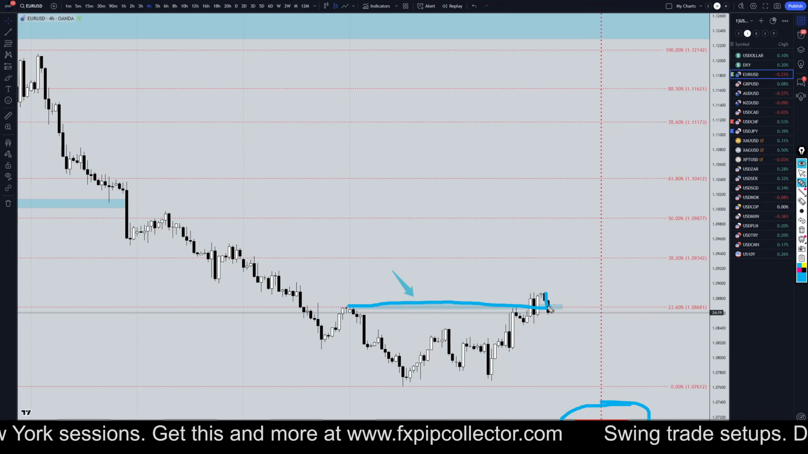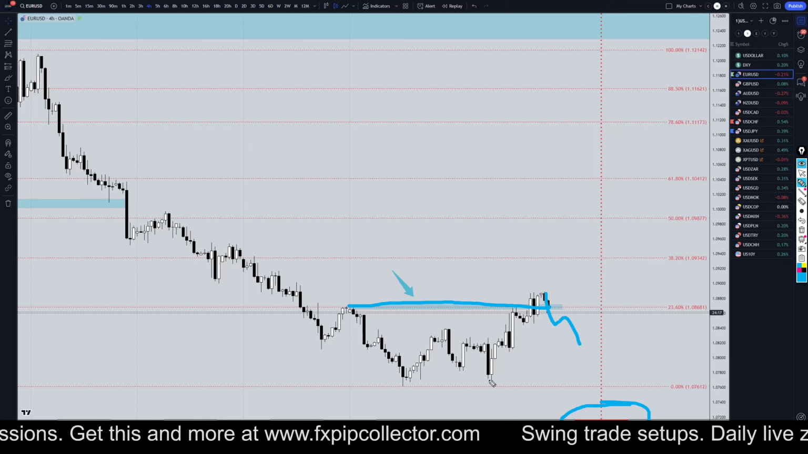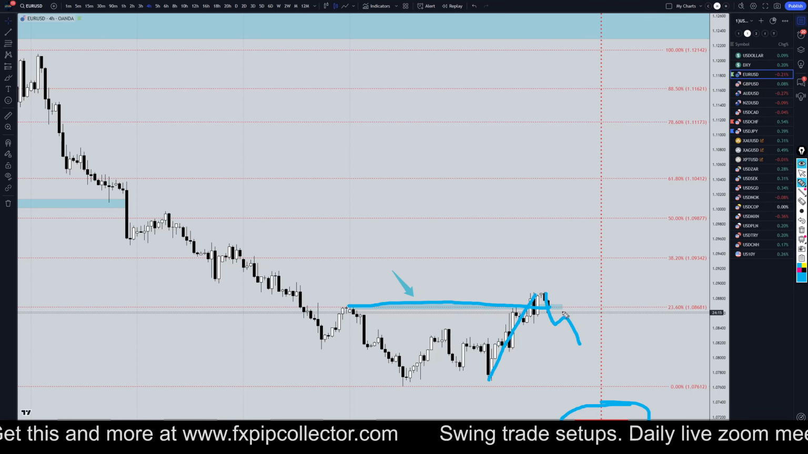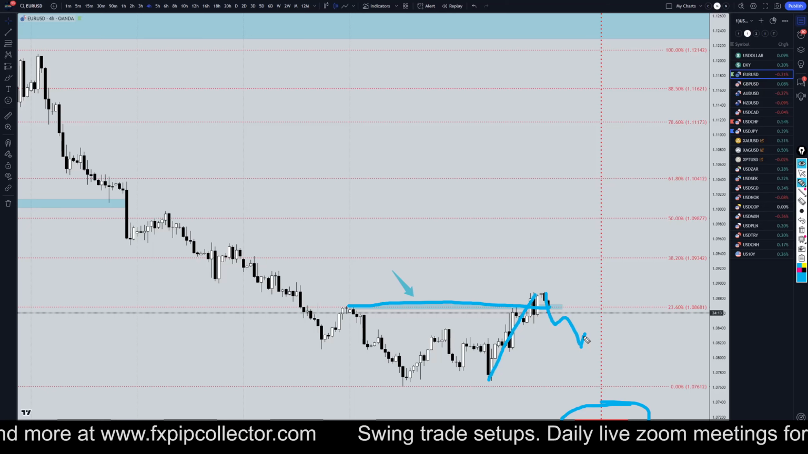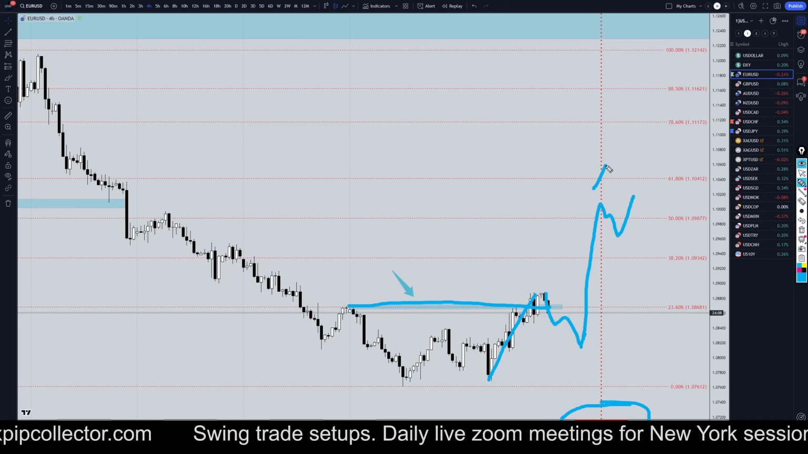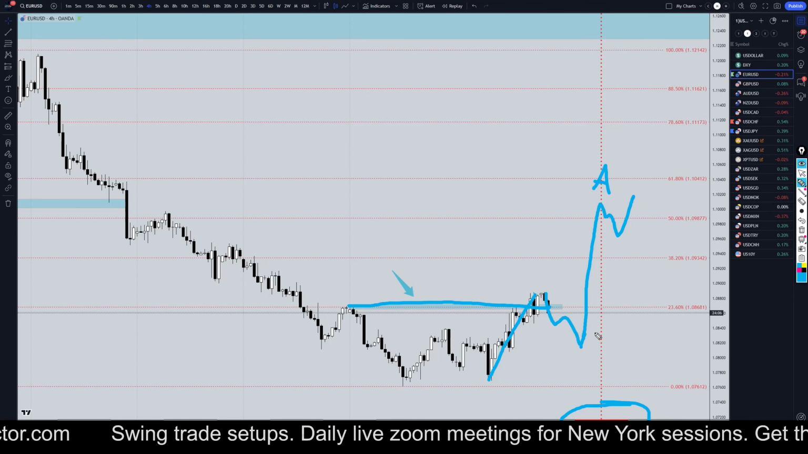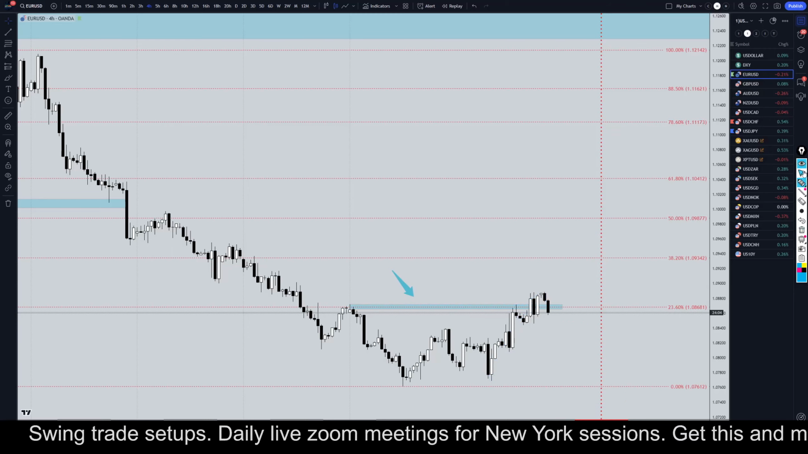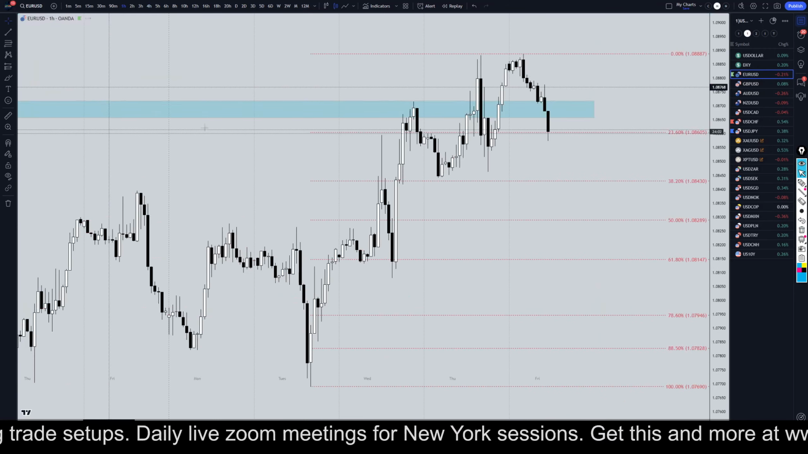So hopefully what happens is this move down right here ends up being a correction to this move up, and it makes three waves down, gives us a nice opportunity to go long for potentially like a 1, 2, 3, 4, 5 of wave A of an ABC correction, like I showed you on the higher time frames. Taking it down to the 1 hour time frame.